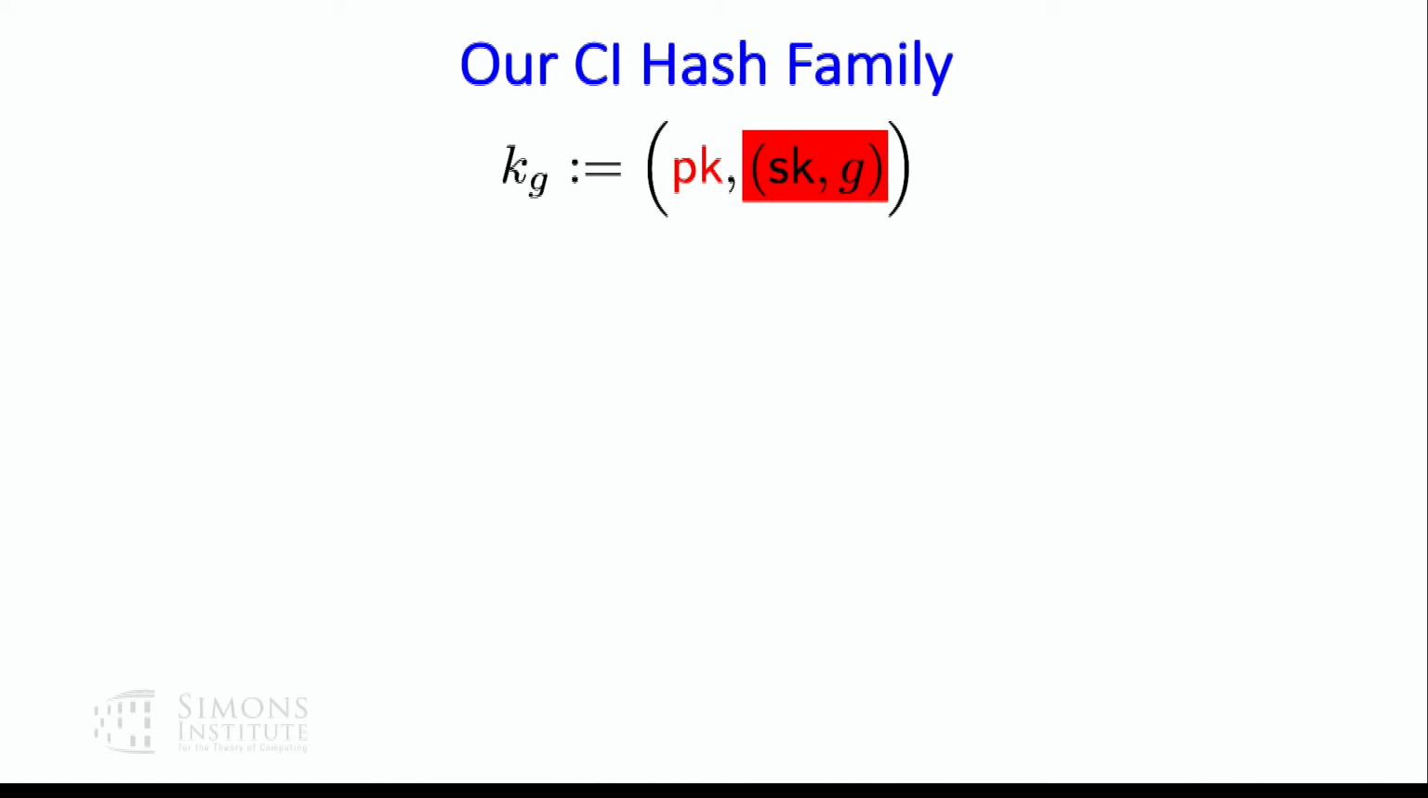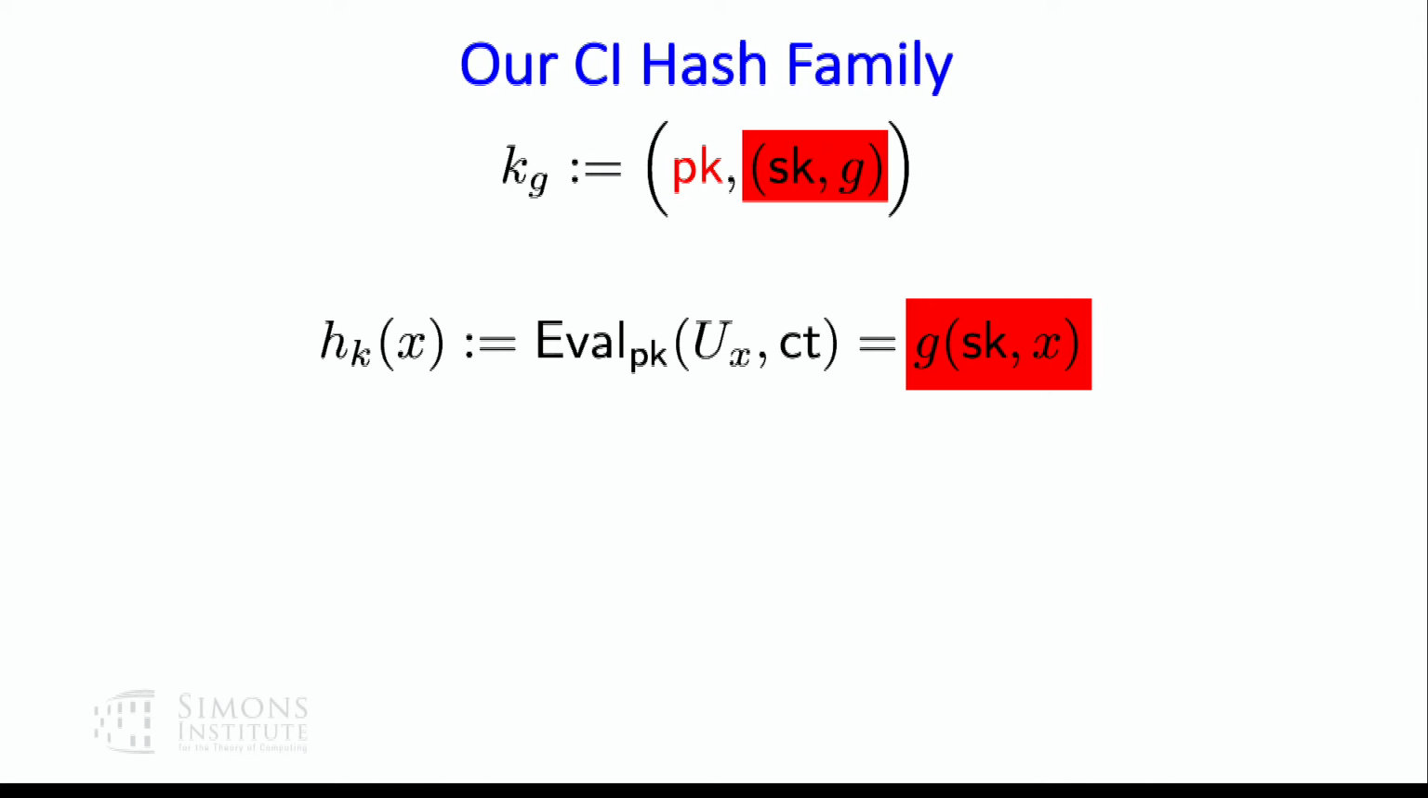In order to hash an input x, you do the thing that you would expect. Homomorphically evaluate the function g on the input x. That's something you can do. So at the end, you get some encryption of g of x. And the g can additionally take as input the secret key, because we've put the secret key inside the ciphertext.